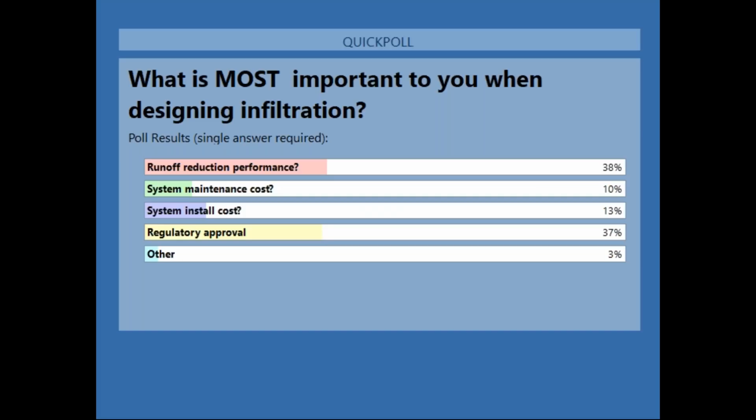So it's kind of a split here. Runoff reduction performance, regulatory approval. And in a lot of ways, those go hand in hand, don't they? So that's really useful information, and we've heard that from a lot of people.